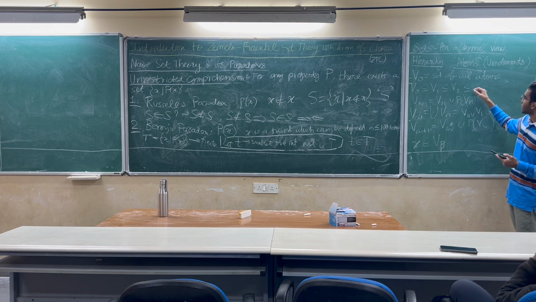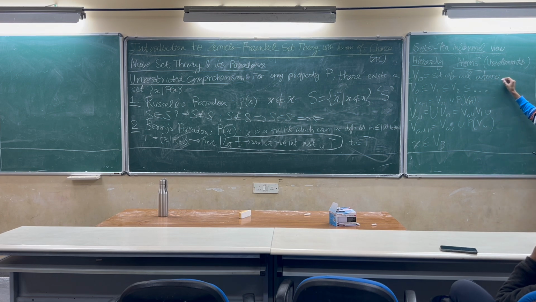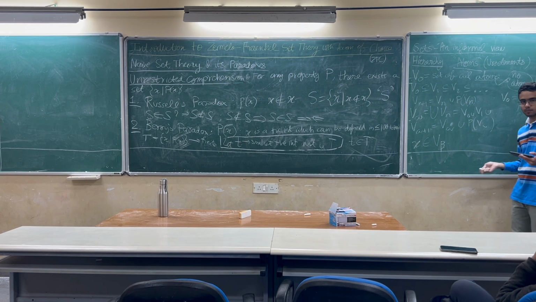But there is a bit of ambiguity here. What should we choose as our atoms? The standard way to deal with this issue is just to banish them. So there are no atoms, and V0 is just the empty set. What do we mean by no atoms? It means that everything we are going to deal with will be a set. There is nothing which is not a set. So members of sets will also be sets, and their members will also be sets, and so on.